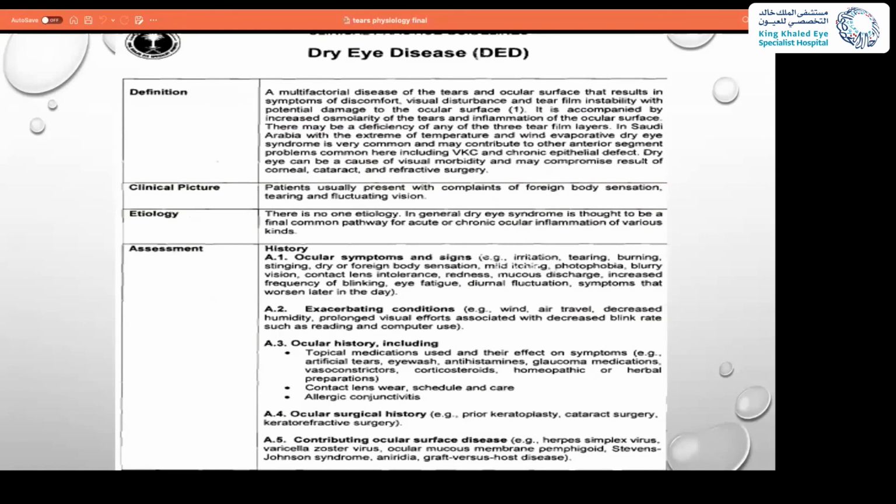Last but not least, I found this slide helpful for the resident and fellow as well. It's the clinical guidelines for treatment of dry eye disease at KKESH. It's the most updated one. It shows you the history taking and examination. I recommend you follow these guidelines in assessing and managing patients with dry eye.